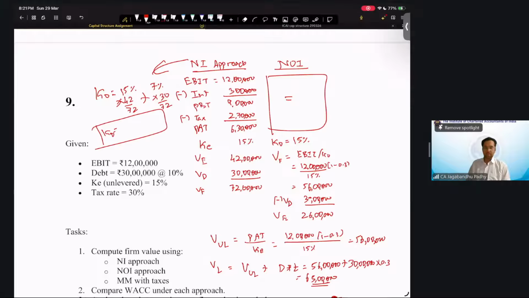In all approaches, we consider taxes. Yes, we are considering taxes in all approaches. The tax rate is given. So what is the KO in the net income approach, guys? 15% into 42 by 72 plus 7% into 30 by 72. What is this number? What will be the value without taxes? In fact, without taxes, the value of levered and unlevered will be one and the same.